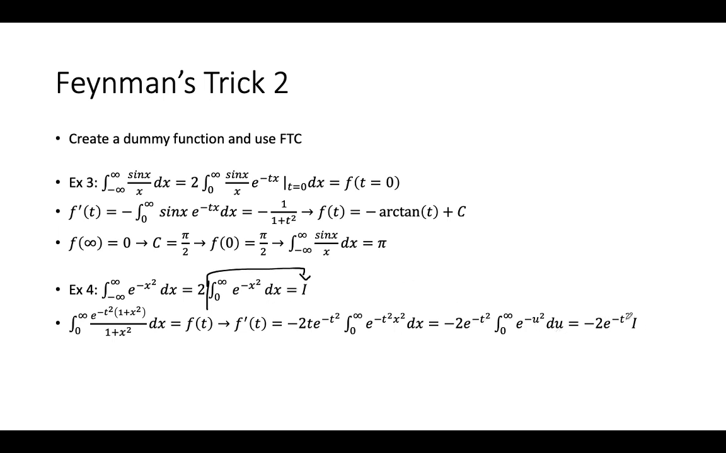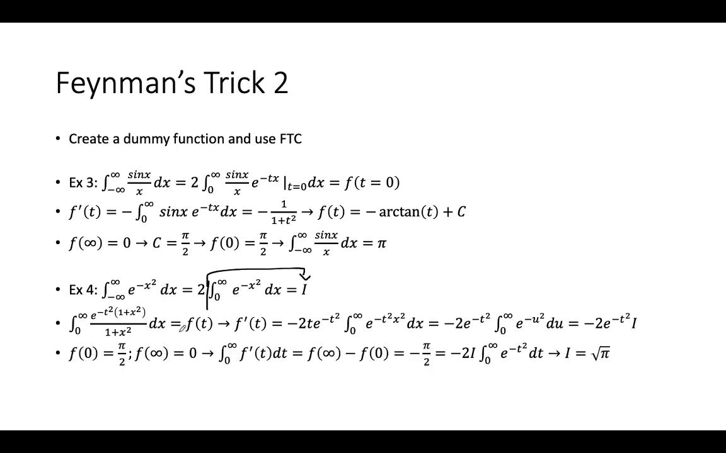Negative 2 e to the negative t squared I is f prime of t, is the point. And I is just a constant, so we don't have to worry about it being a function of t or anything. It's just the value of an integral. So we know f of 0 is pi over 2.